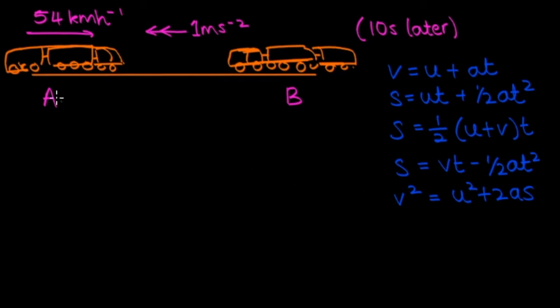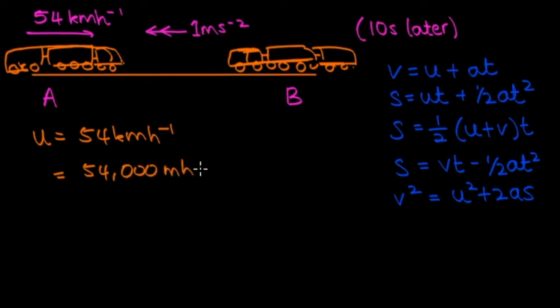So let's start off by converting 54 kilometers per hour into meters per second. So the initial speed u is equal to 54 kilometers per hour, which is equal to 54,000 meters per hour, because there are 1,000 meters in a kilometer. And in order to convert from meters per hour to meters per second, we're going to divide by the number of seconds that are in an hour.